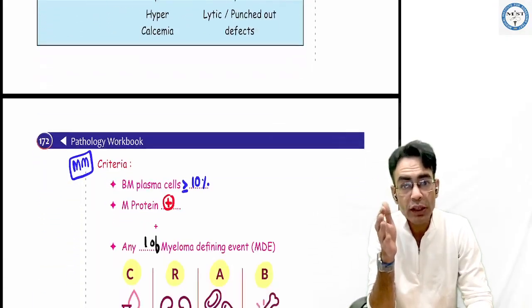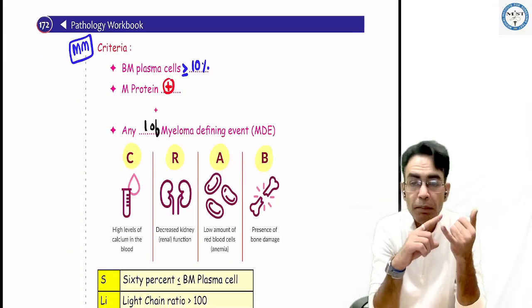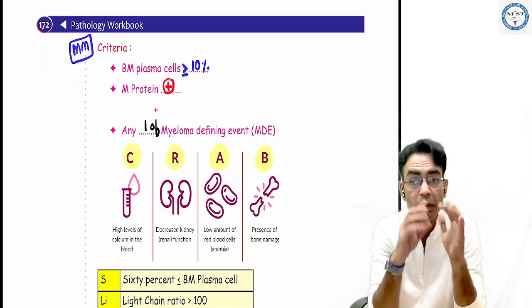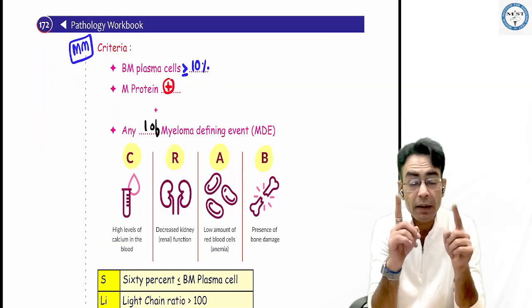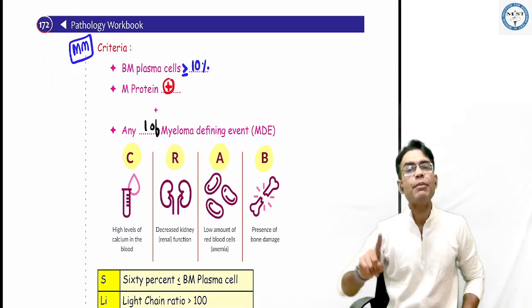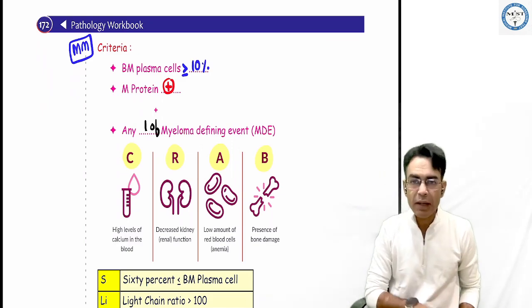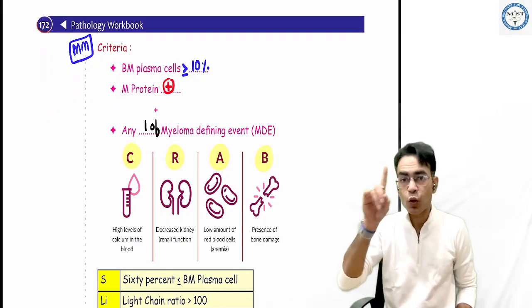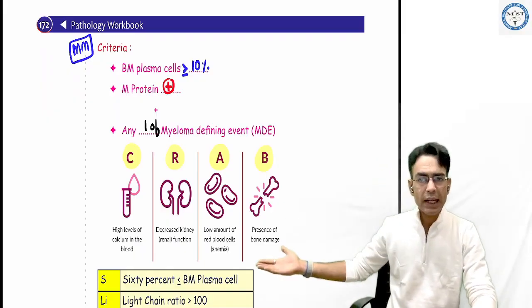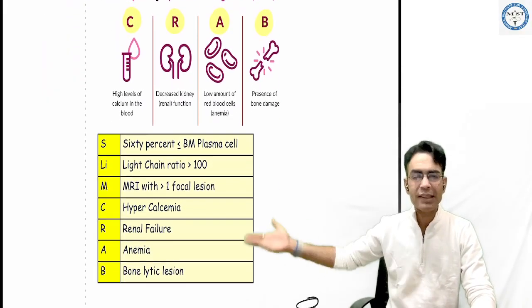So whenever we are diagnosing patients of multiple myeloma, the plasma cells in the bone marrow will be more than 10%. You will have a lot of M protein positivity, and one feature out of CRAB should be there. Now, what is CRAB? Hypercalcemia, renal failure, anemia, or bony lytic lesions. Any one should be present. There's one more criteria for multiple myeloma, that is SLiM CRAB.